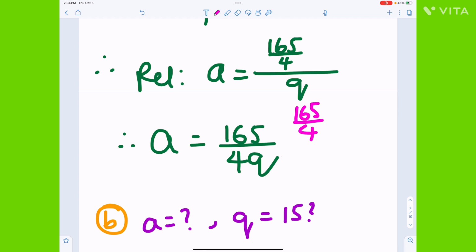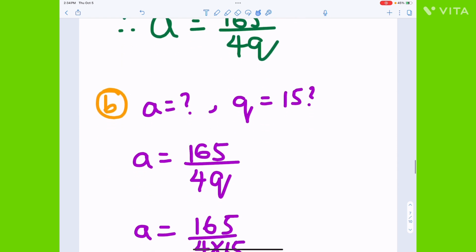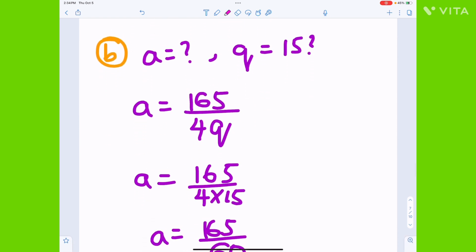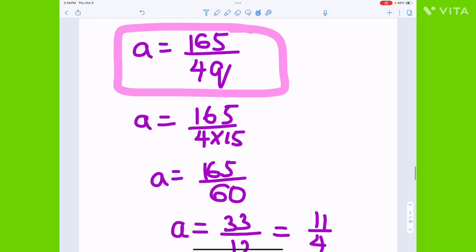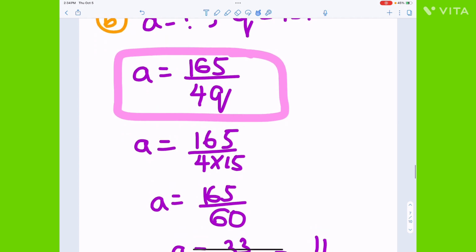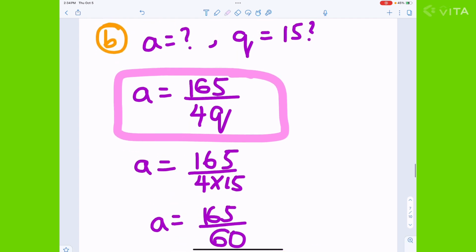So now we know the relationship between A and Q. We want A when Q is 15. We write the relationship out. The relationship we got, we repeat it and substitute. So our answer will now be, we need A when Q is 15. So we just go, A is equal to 165 over 4 times 1 over 15, that is 165 over 4 multiplied by 15.